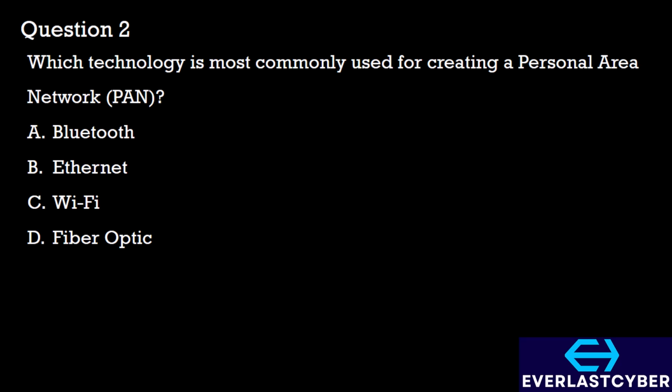Question 2. Which technology is most commonly used for creating a personal area network? A. Bluetooth, B. Ethernet, C. Wi-Fi, D. Fiber optic. Bluetooth connects personal devices like smartphones, tablets, and headsets. The Ethernet is typically used for wired LANs. Wi-Fi is used for wireless LANs, while fiber optic is used for high-speed data transmission over long distances and is often used in MANs and WANs. So for this, we'll be going with option A, Bluetooth. Bluetooth is used in a personal area network to connect devices, like connecting your headphones to your smartphone or even to your tablets.